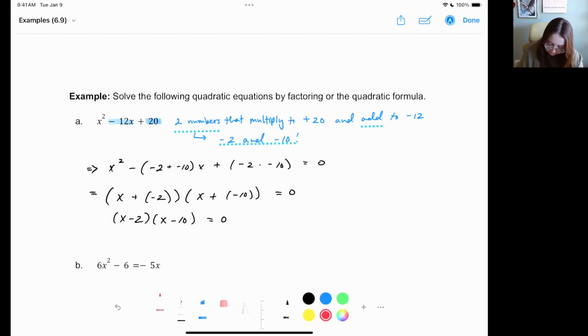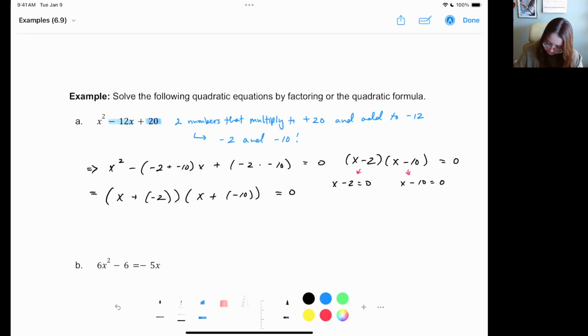So from this point, we set them each equal to 0 separately. So we get x minus 2 equals 0, and x minus 10 equals 0. So we want to solve for each of those. We're going to move this just a little bit so we have some more room. So we'll move this over here. We'll draw a little line, this one over here.